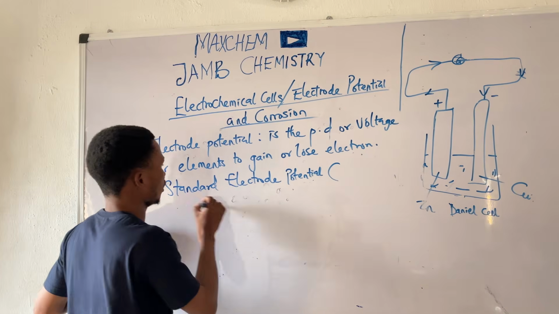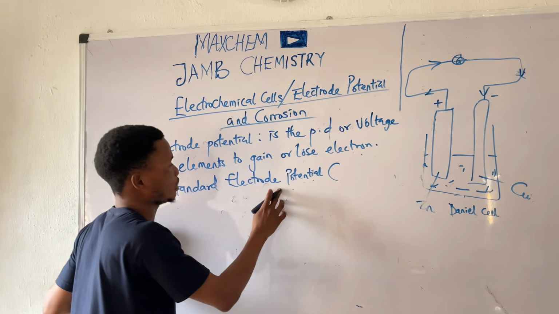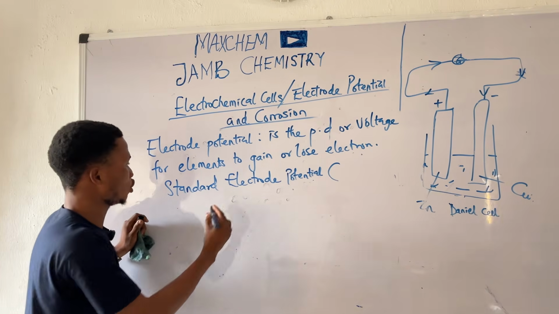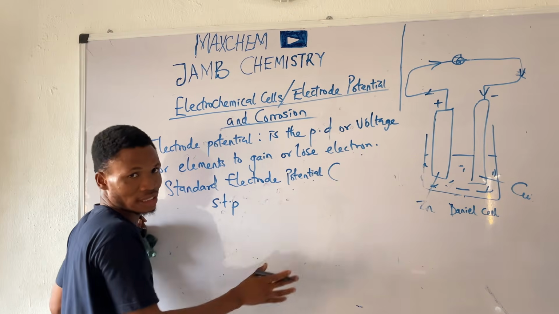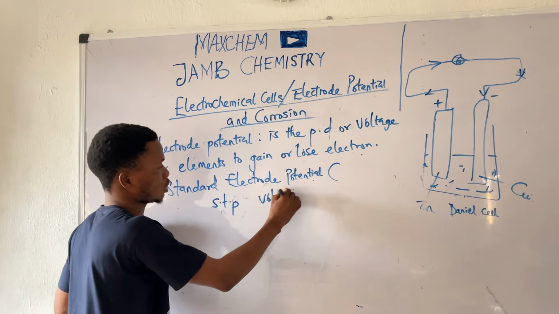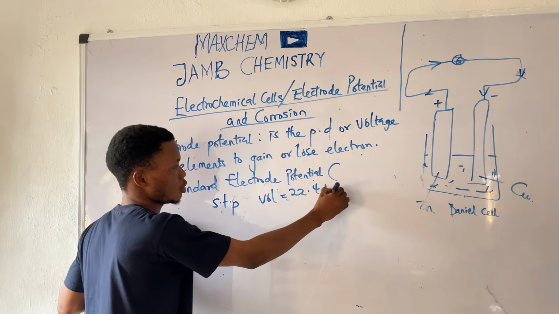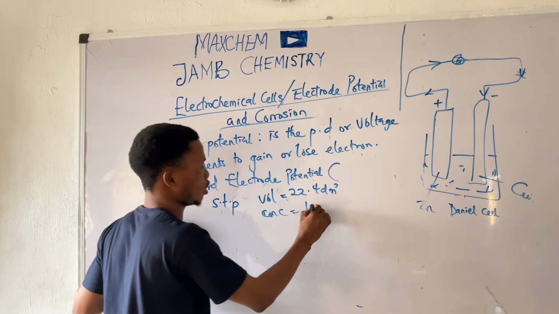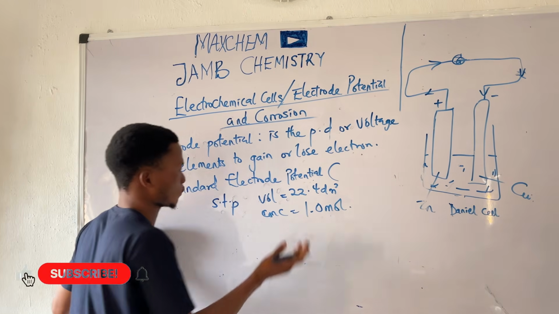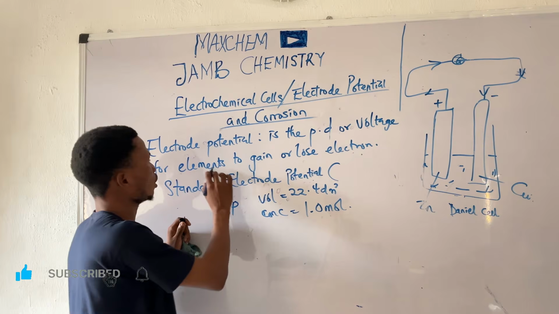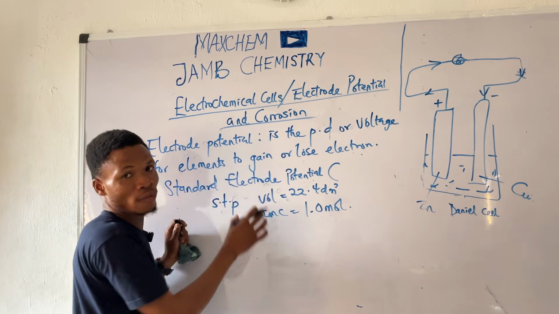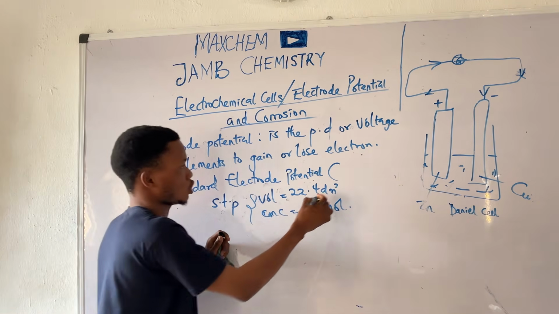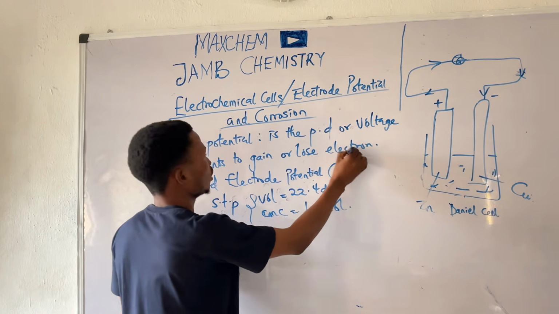So this is when an electrode potential is being measured from standard values. For example, you know that at STP, the standard volume is 22.4 dm³, and the concentration will be 1.0 molar. So when we measure the potential of a substance from standard values, we use E to denote electrode potential.